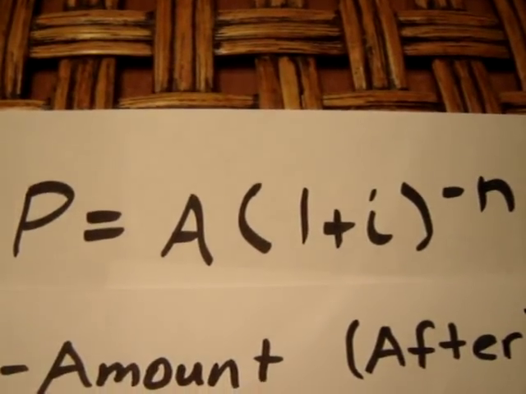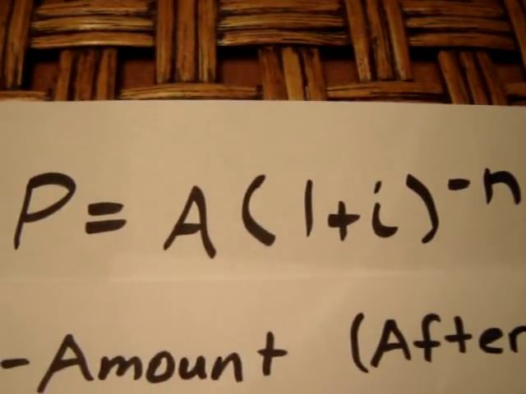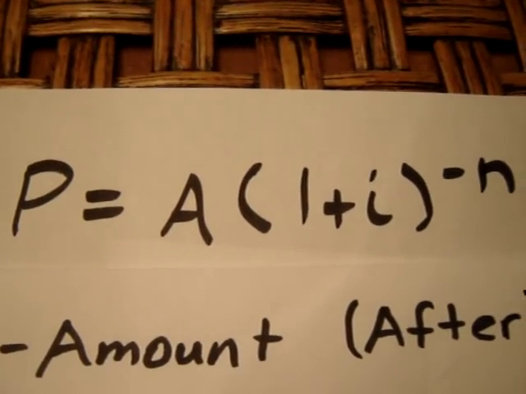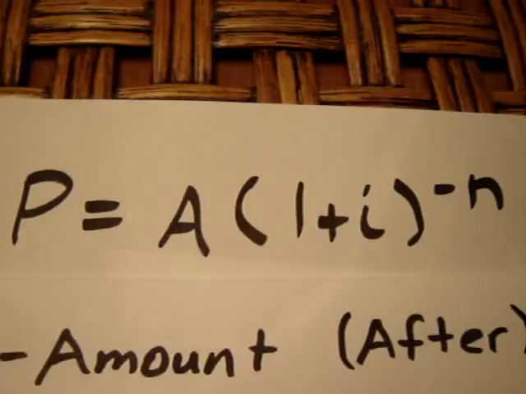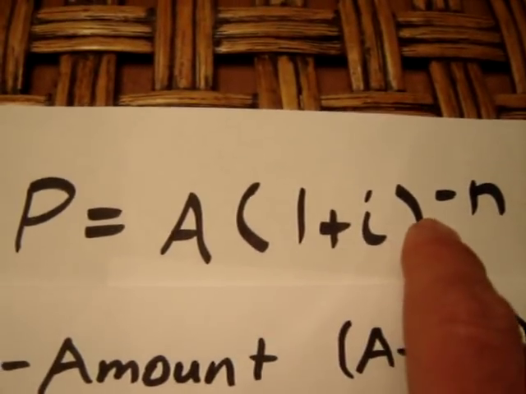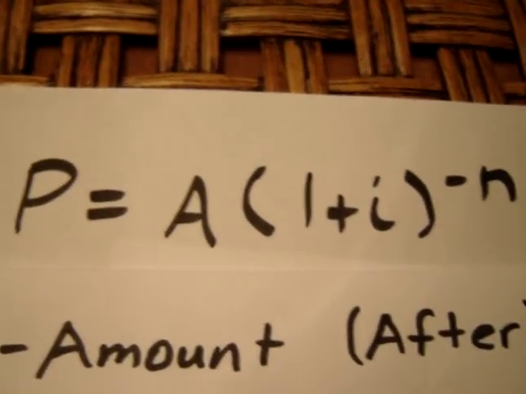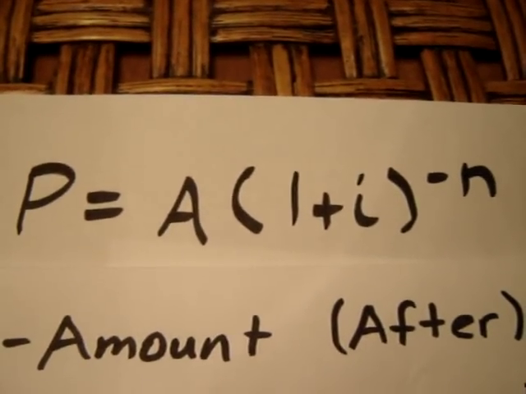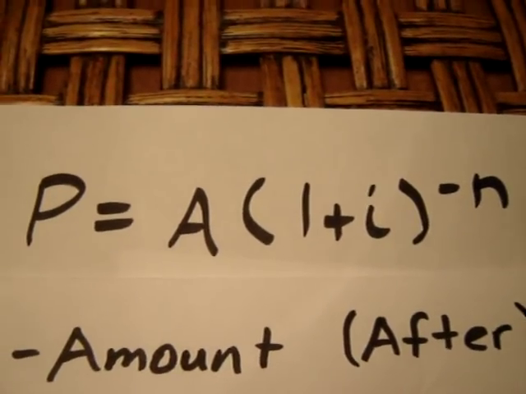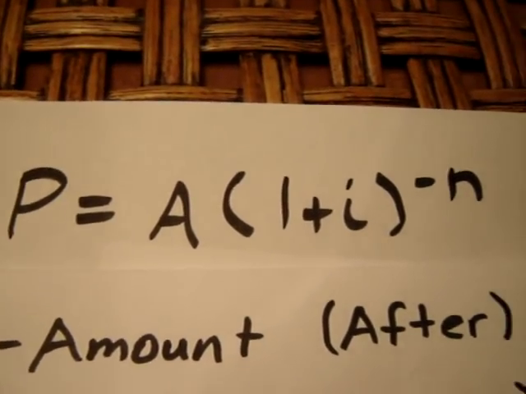Recently we've learned that with compound interest there's a formula A equals P(1 plus i) to the exponent n. Well, there's another formula which says that P equals A times (1 plus i) to the exponent negative n. This is obtained by simply reworking the first formula and thereby making the exponent negative.